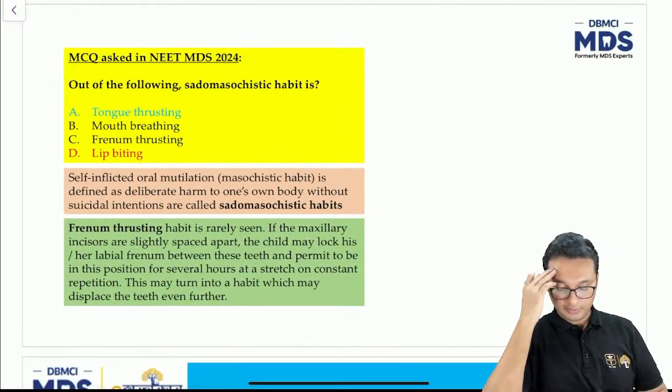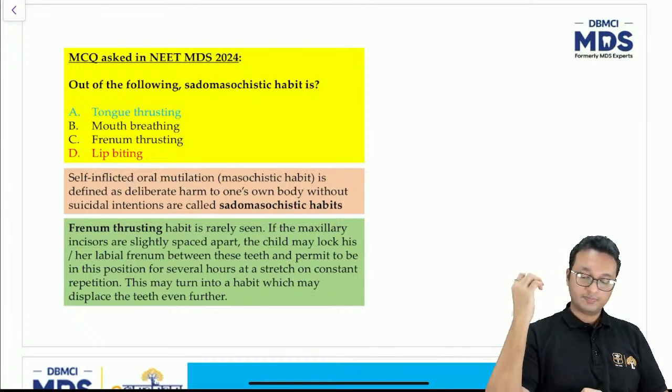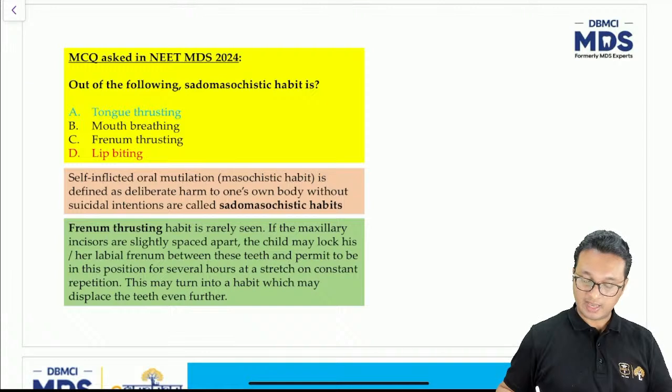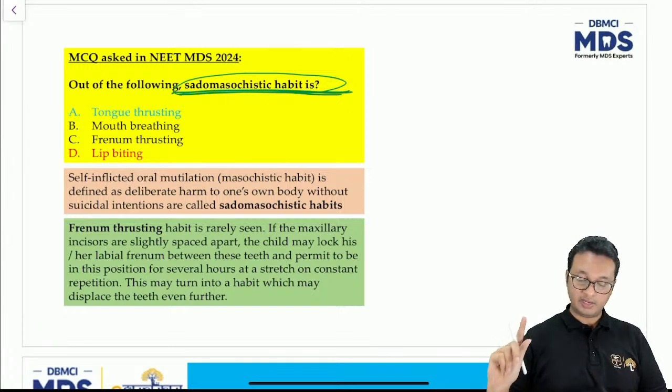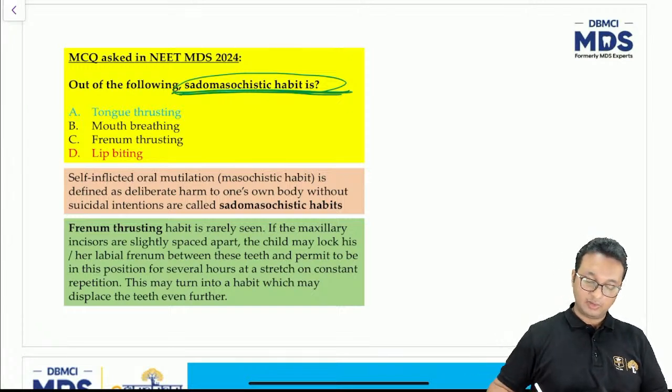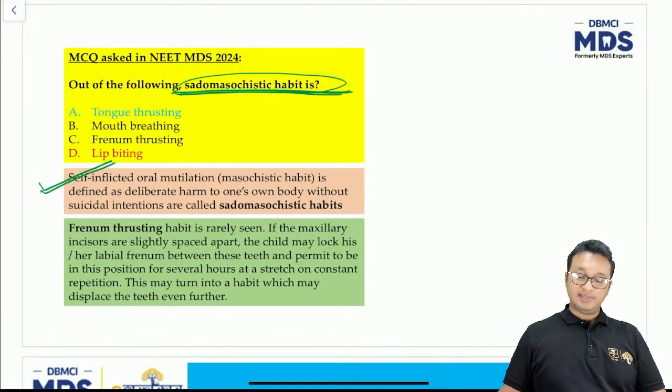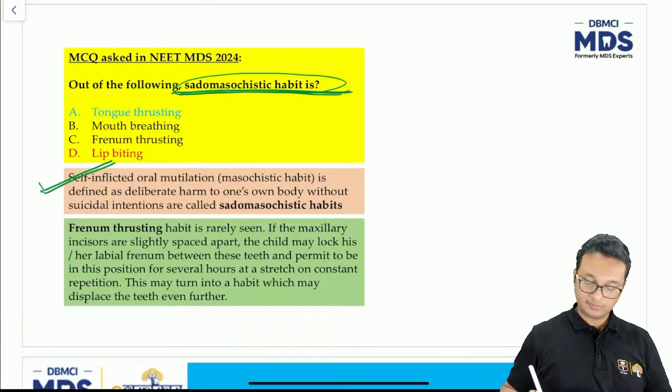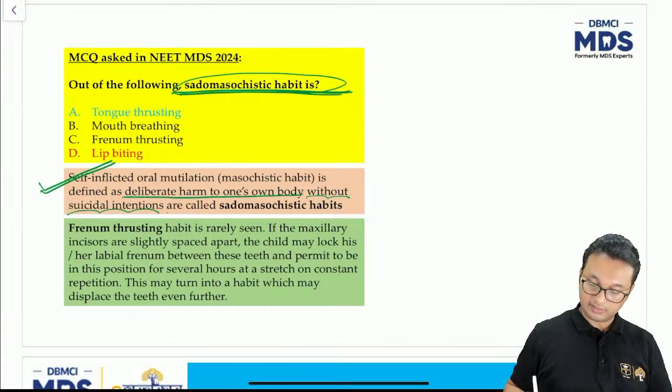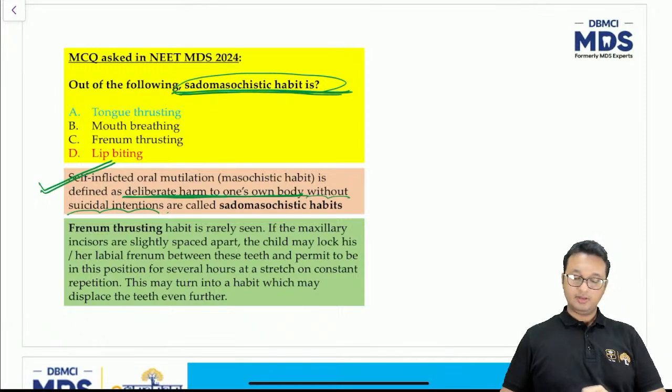Now I have included one MCQ which was asked in NEET MDS 2024. Which of the following is a sadomasochistic habit? Before answering this, we have to understand the meaning of sadomasochistic habit. According to Wikipedia, self-inflicted oral mutilation, that is a masochistic habit, is defined as a deliberate harm to one's own body without suicidal intentions. That is the meaning of sadomasochistic habit.